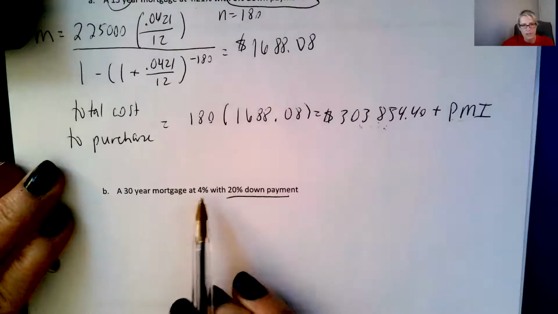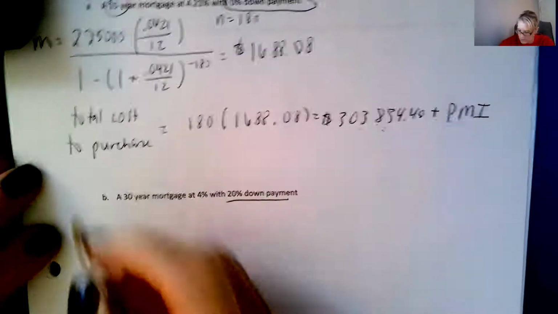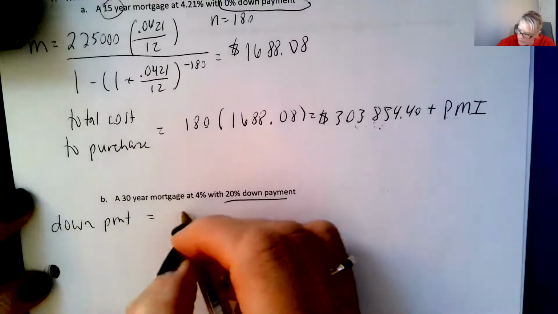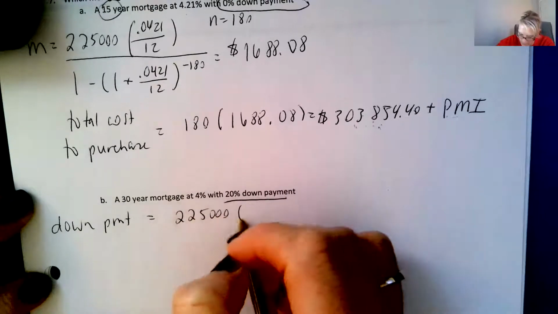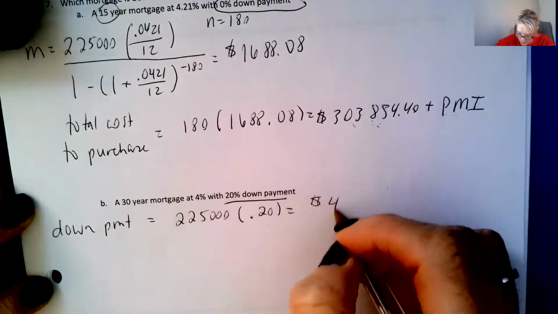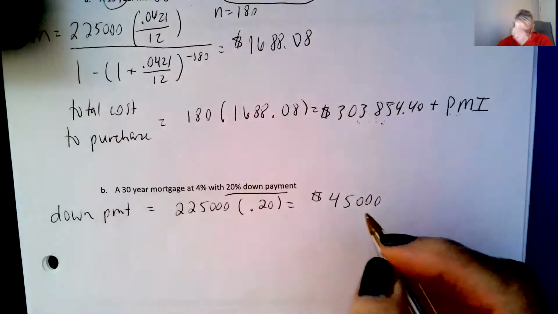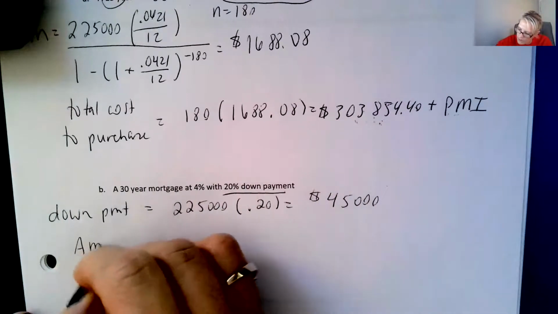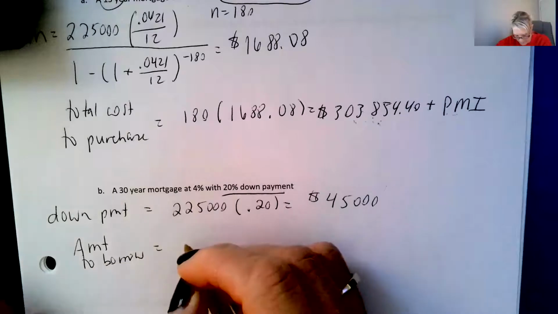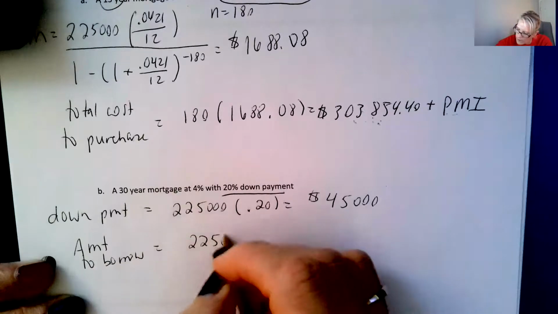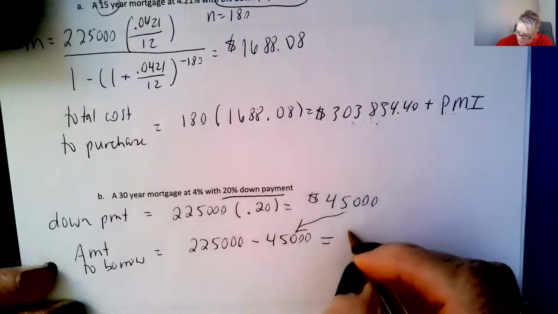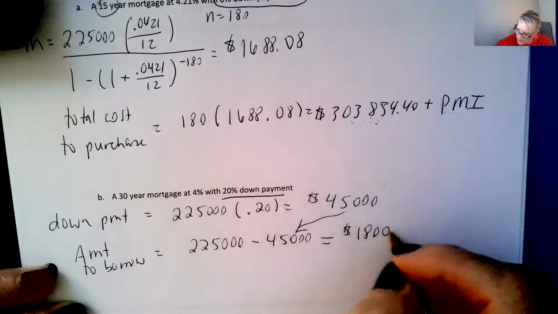It's a 30-year mortgage at 4% with 20% down. So the down payment here would be the 225,000 times the 0.2 for the 20% down. So they're going to put 45,000 as a down payment. So that means their amount to borrow is 225,000 minus the 45,000 that they're putting down. So they're borrowing 180,000.